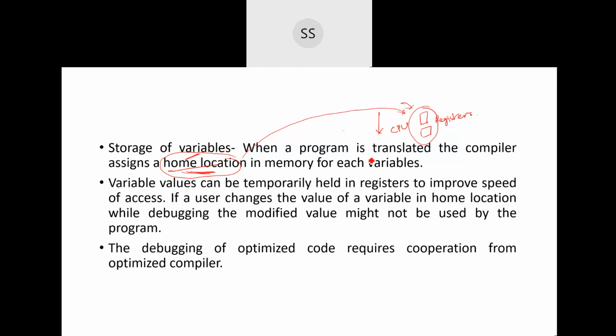So the debugging of optimized code requires a lot of cooperation from the optimizing compiler. Whenever you have to debug optimized code, there has to be help coming from the optimizing compiler. Now, what is it actually? The compiler has to retain any changes that have been made to the program, and having retained them, it should provide them to the debugger as well as to the programmer who is sitting there.